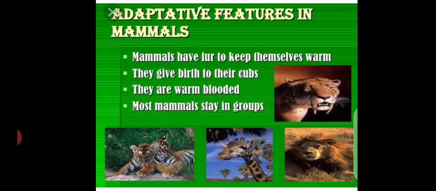We have mammals. Mammals are terrestrial animals, and they are warm-blooded. They have fur to keep themselves warm. The hair of mammals is known as their fur. Most mammals stay in groups. Human beings are examples of mammals.